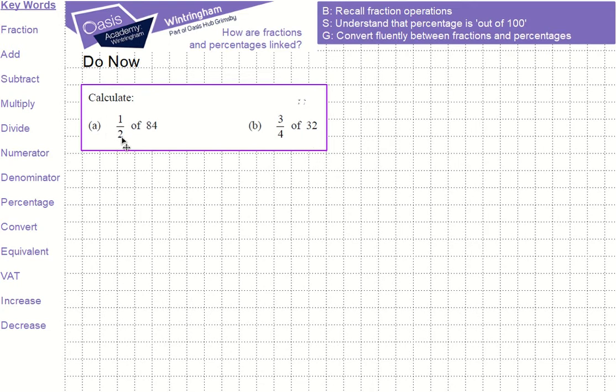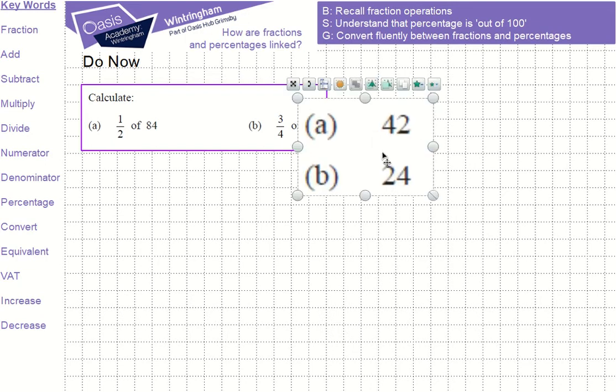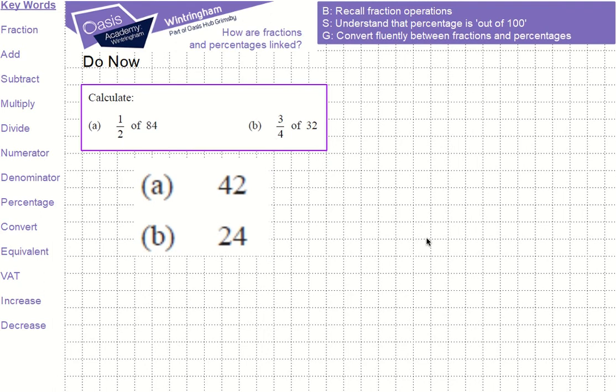First of all, can you find half of 84? And the next question, can you find 3/4 of 32? Pause the video while you have a go and press play when you're ready to see the answer. The answers are on the screen. For part A you should have got 42 and for part B was 24.